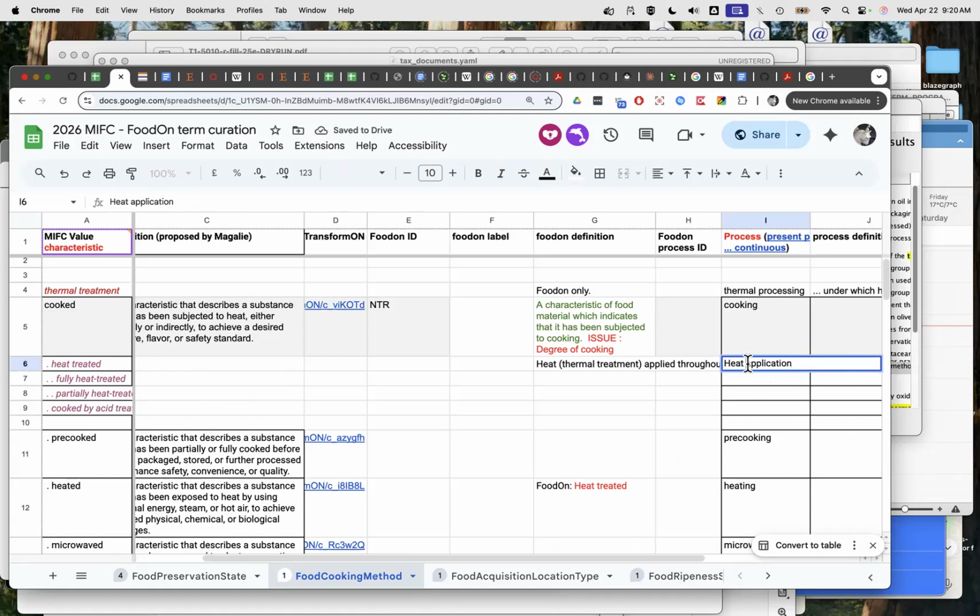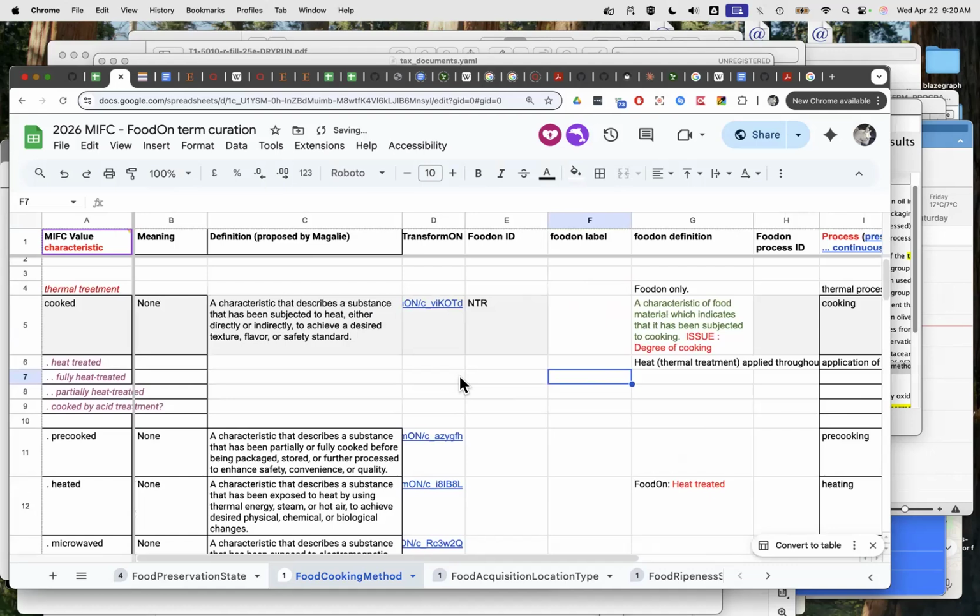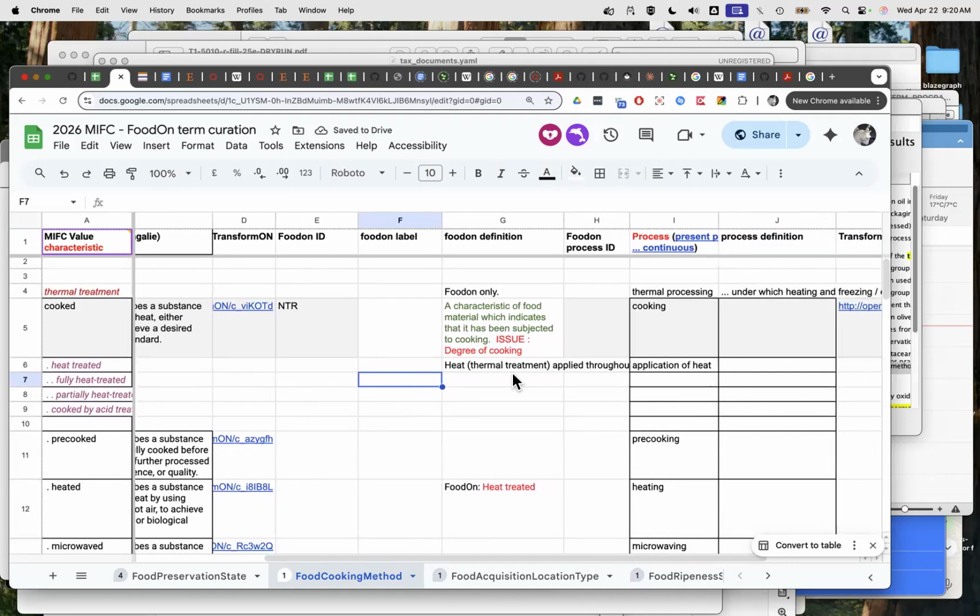you have cooking by dry heat, cooking by moist heat, cooking with fat or oil. Right, I guess you have also this in FoodOn. So I didn't get a chance to fill in the process side here, so I'll do that in the next week to catch up.